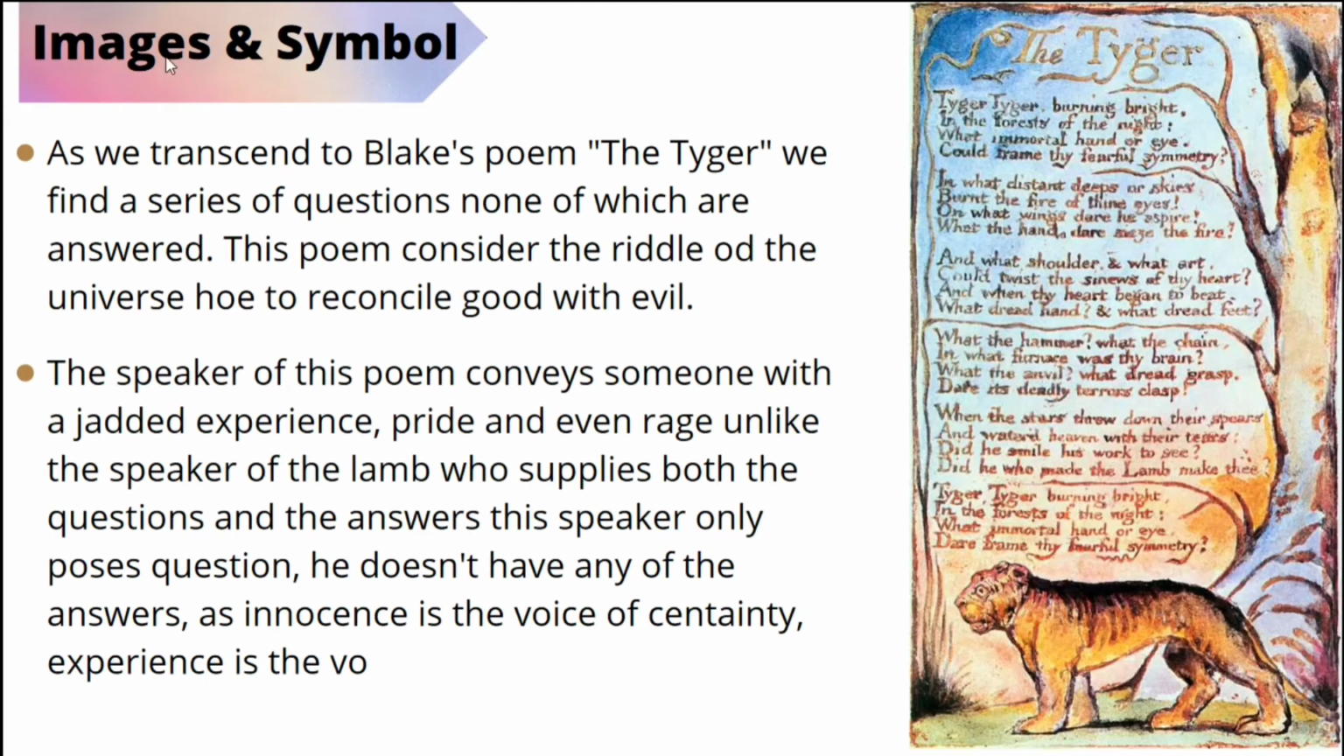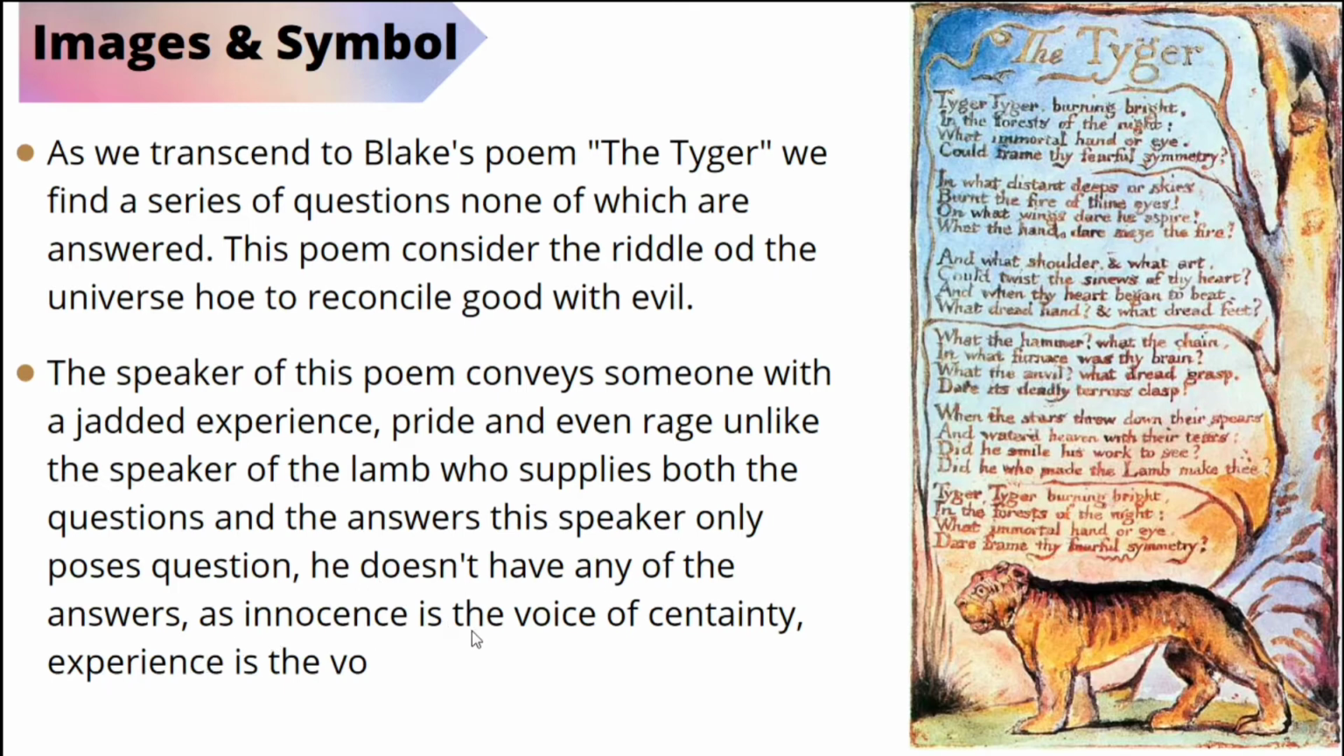So as we transcend to Blake's poem The Tyger, we find a series of questions, none of which are answered. This poem considers the riddle of the universe, how to reconcile good with evil. So the speaker of this poem conveys someone with a jaded experience, pride, and even rage, unlike the speaker of the lamb who supplies both the questions and the answer. This speaker only poses questions. He doesn't have any of the answers.